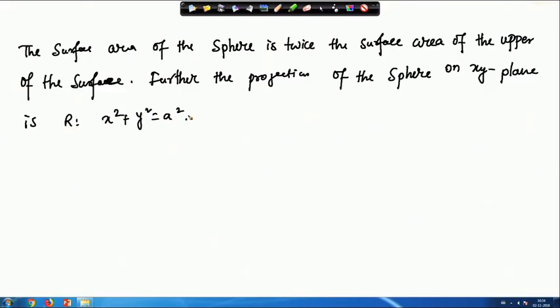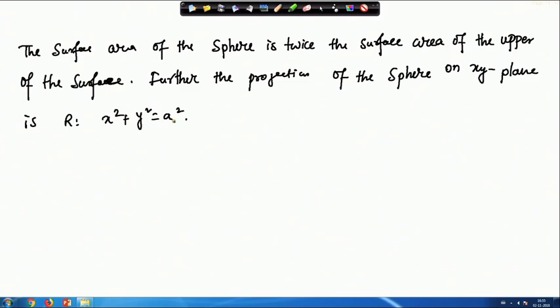right. We have taken the upper half because the surface area of the whole sphere would be just double the surface area of the upper half, and if we do the projection on the xy plane, then it will basically be a circle. Initially it is the upper half of this sphere, but once we do the projection, it's basically a circle, which is given by this equation. So the radius will remain the same. It's not like if we do the projection, the radius would change.